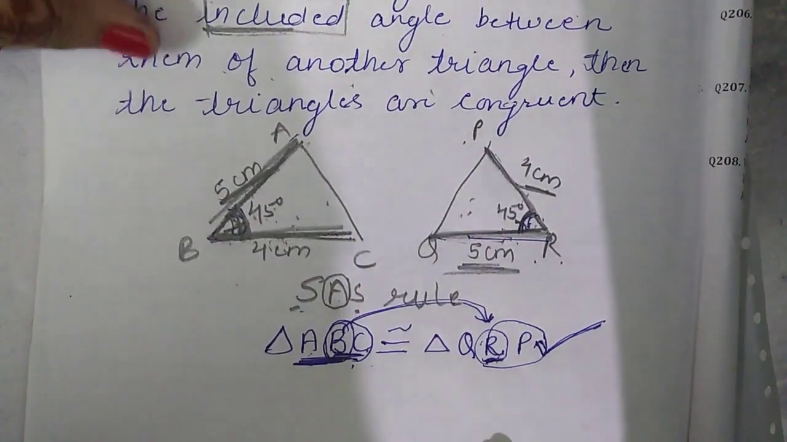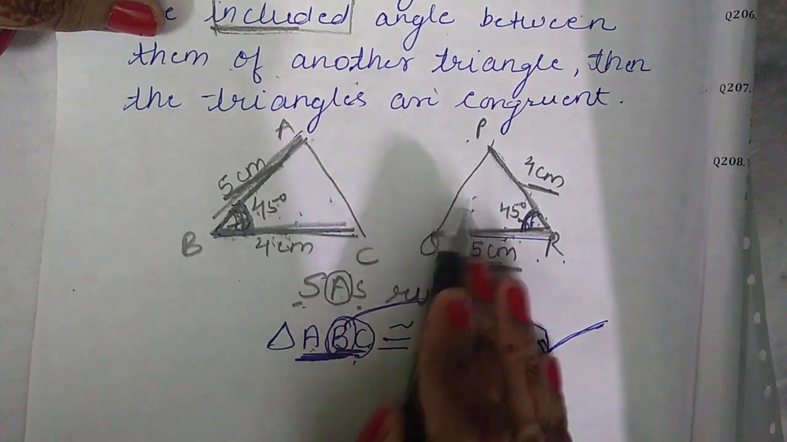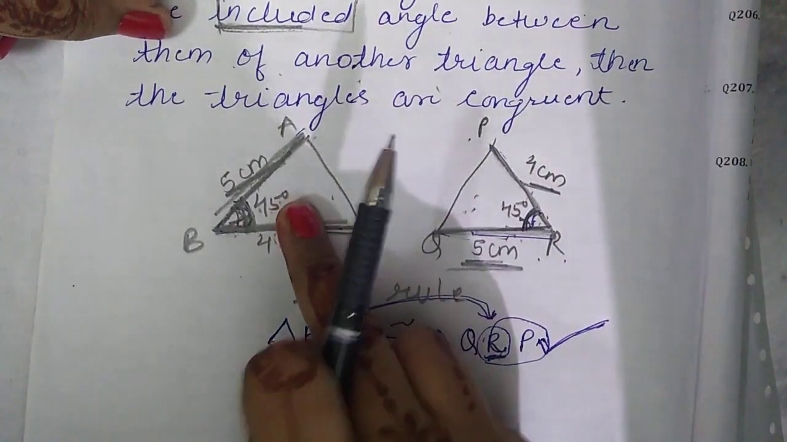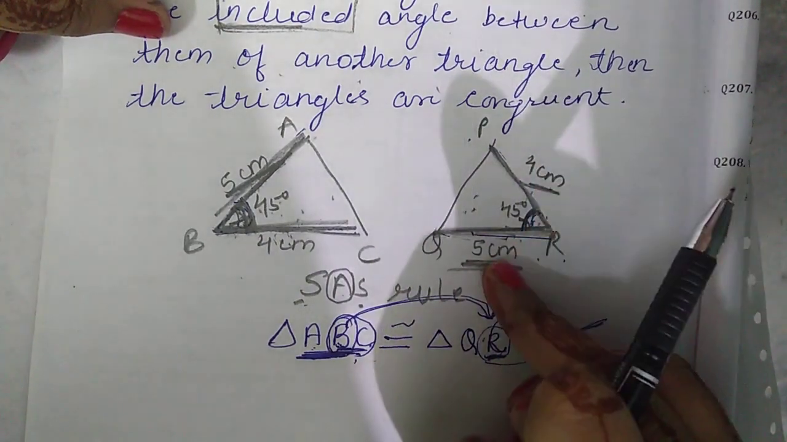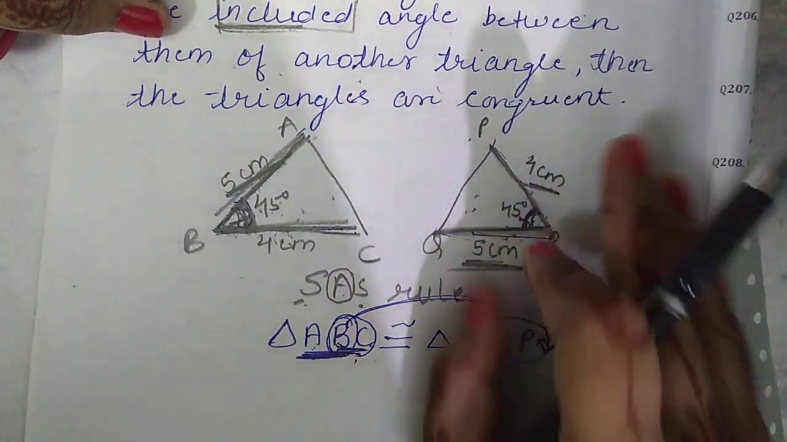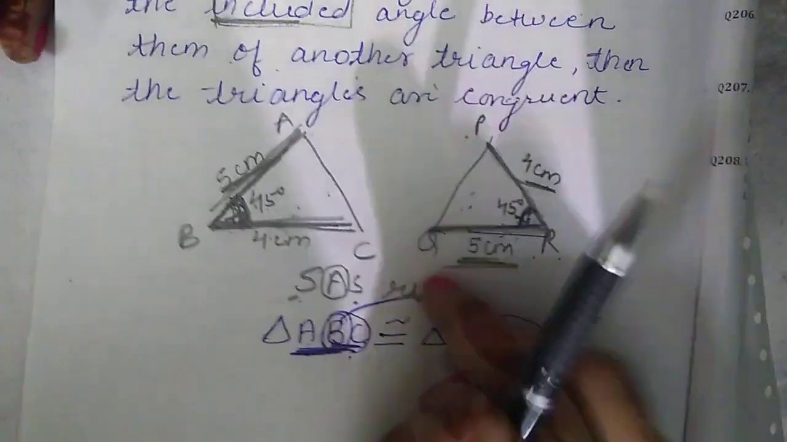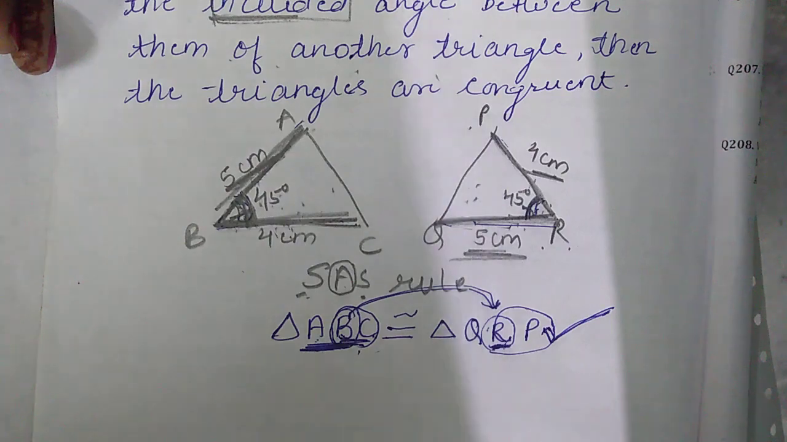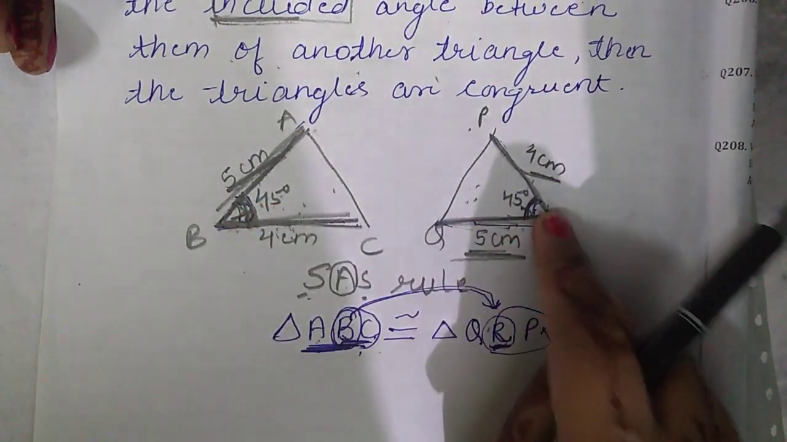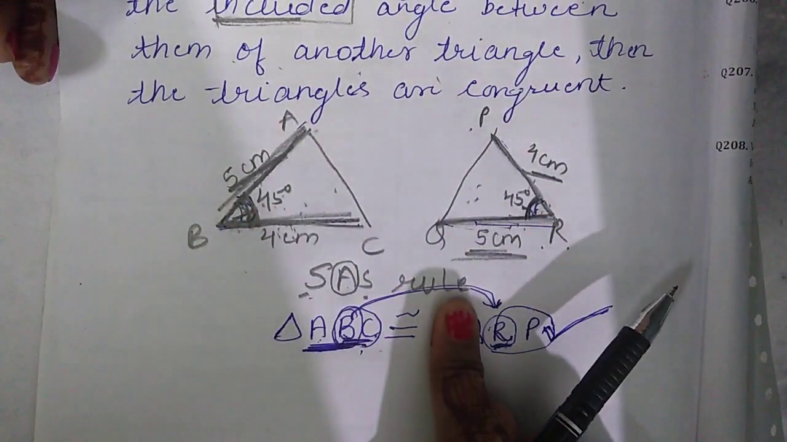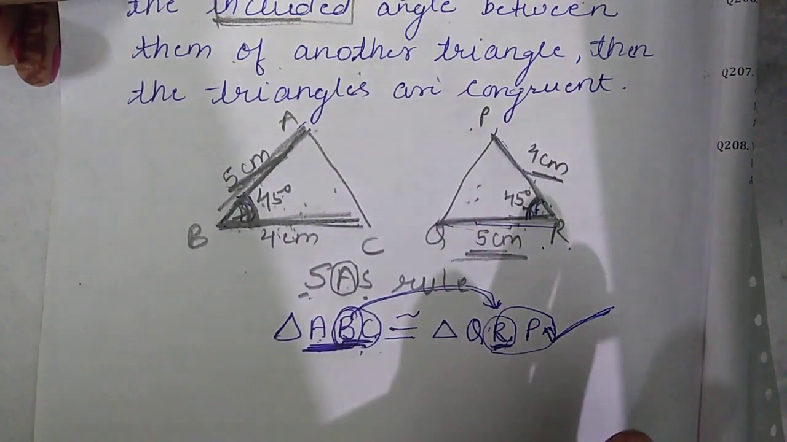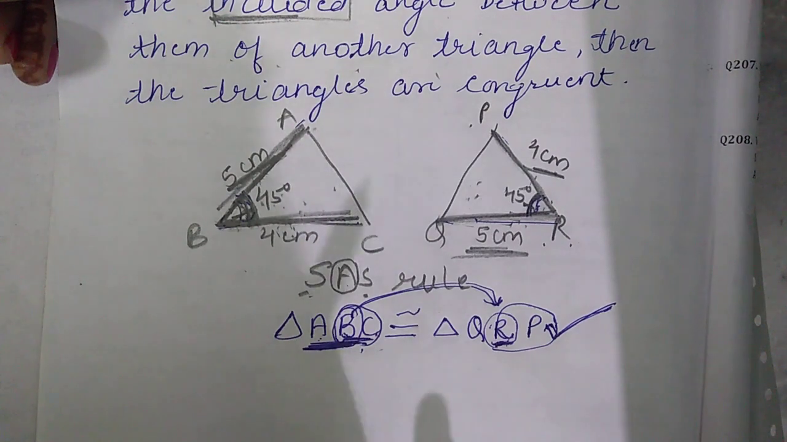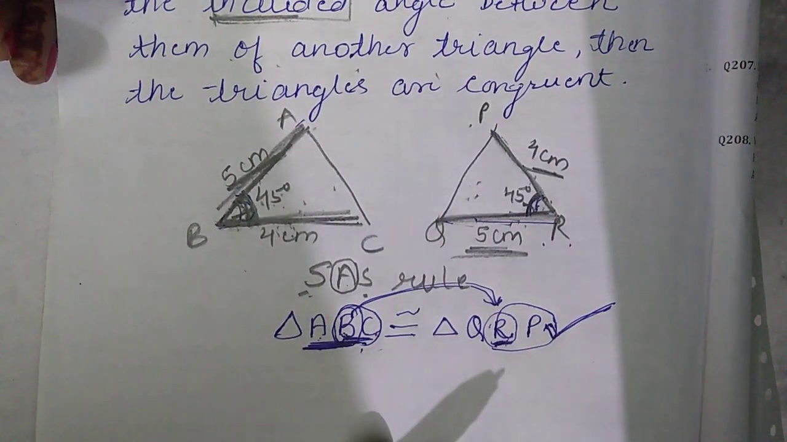Again I am repeating, if in any two triangles, two sides and one included angle of one triangle are equal to two sides and one included angle of another triangle, then we can say that the triangles are congruent by SAS rule. Remember, the angle must be included. So this is SAS rule, and the symbolic form I have explained. First you have to fix the position of the equal angles.